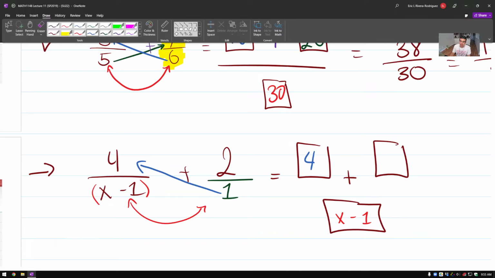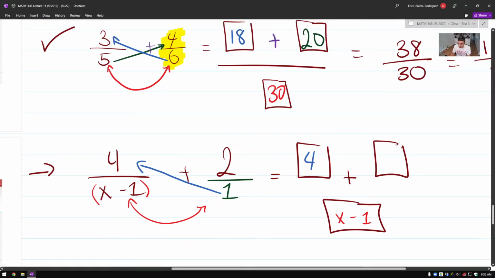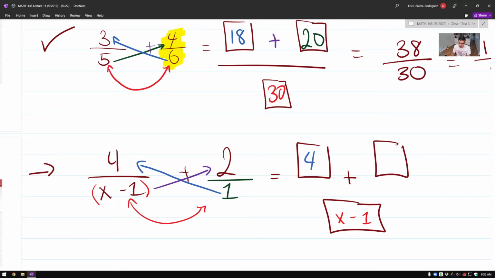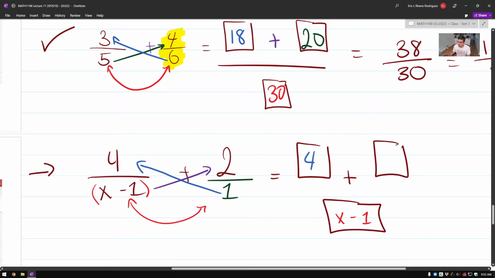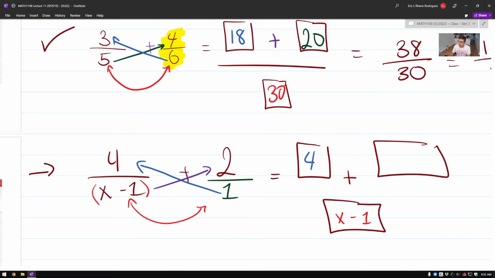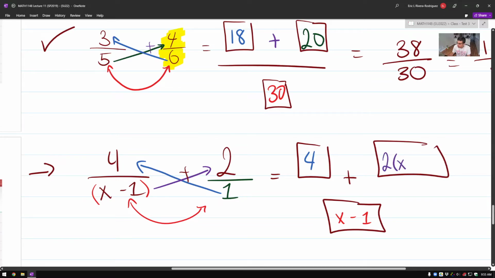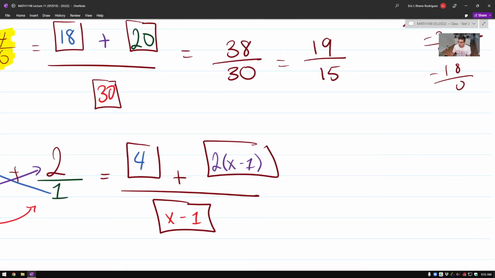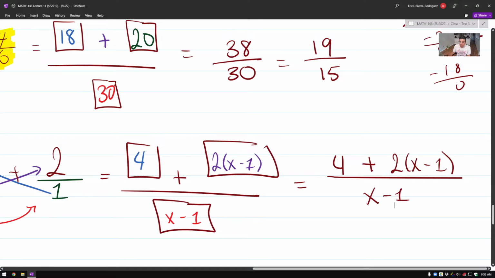And then let's use another color that will help us. Which one am I not using? Purple. And then careful here, this denominator has two terms, so this is the same as 2 times x minus 1. So I think this one goes a little bit bigger as well. 2 times x minus 1. Okay, we need to remember that we have a fraction, so let me now clean up this. So this is equal to 4 plus 2 times x minus 1, all over x minus 1.